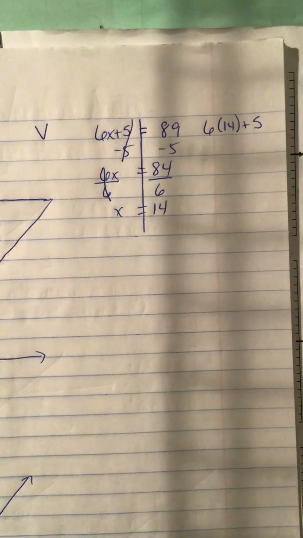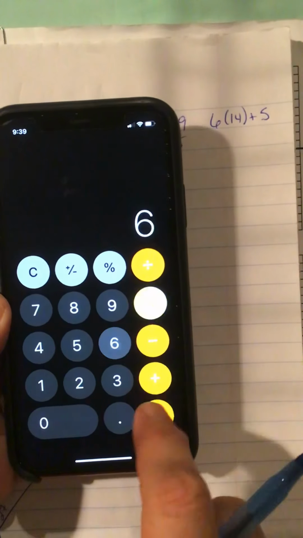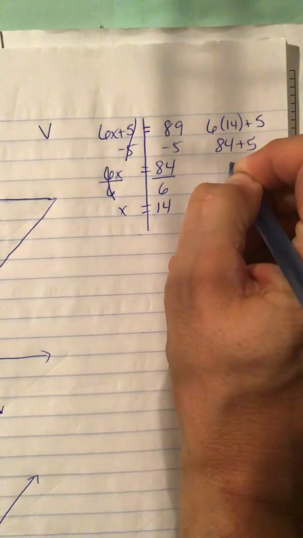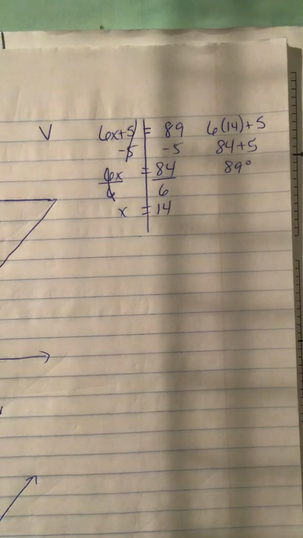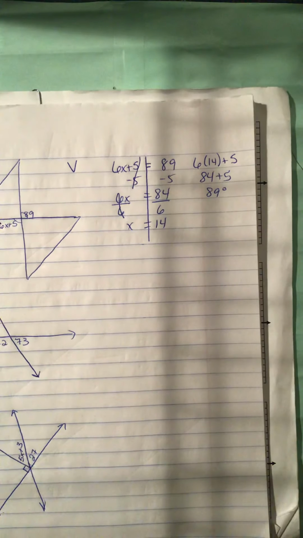Not sure about the answer? Break out your calculator. 14 times 6 is 84. So we have 84 plus 5, and we do get 89 degrees. So we know that we have the correct answer, both for x and for the missing angle measure.